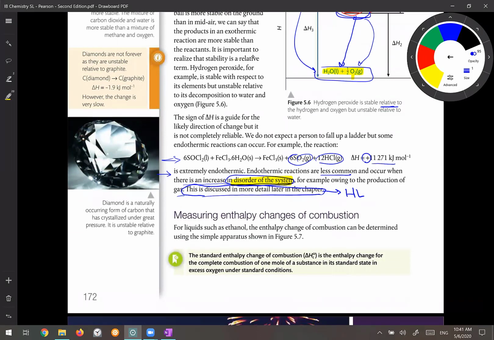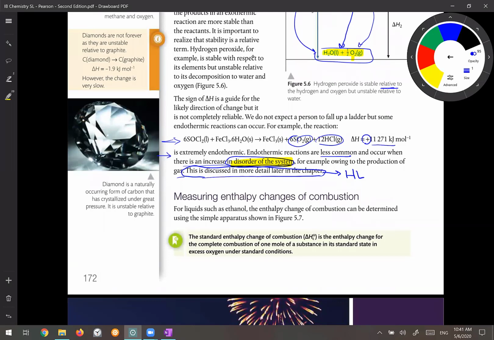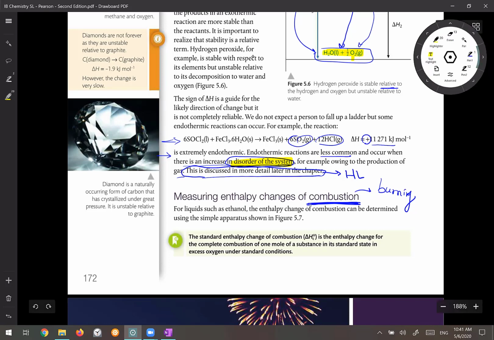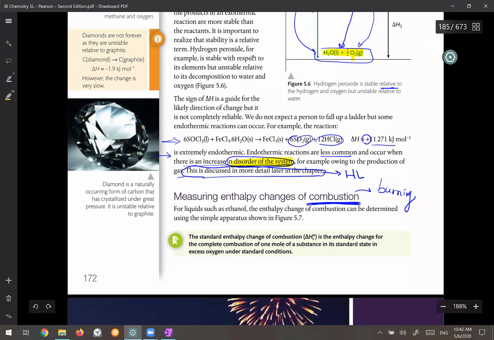Okay, if you don't have a question, let's move on to the next topic. It says measuring enthalpy change of combustion. What was combustion? Who remembers what combustion is? Combustion is burning. When you burn something and it releases heat and light, we call it a combustion reaction. So we want to measure the energy change of a combustion reaction. The reaction must be exothermic because we are talking about combustion.